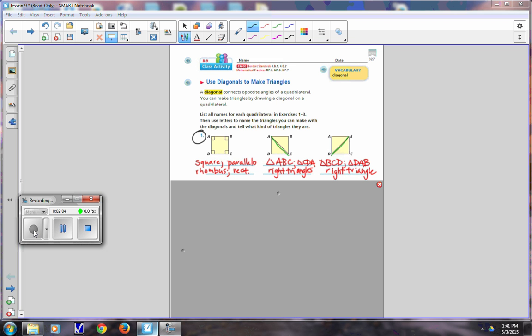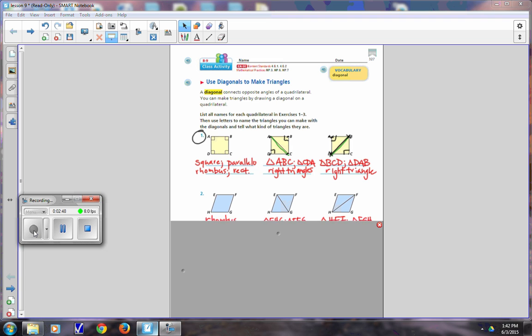Now if we add a diagonal, we have triangle A, B, C, and triangle C, D, A. What kind of triangles are those? Well, it's a right triangle, right? And if we do a diagonal in the opposite direction, we have triangle B, C, D, and triangle D, A, B, and those also are right triangles. So hopefully you're starting to see what we're going to do. We're going to name all of the figures that are happening here, before and after adding diagonals.